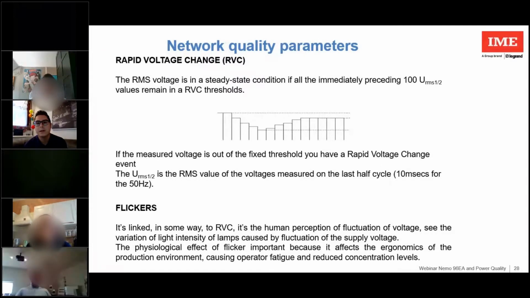Another phenomenon is the rapid voltage change. It is a type of voltage fluctuation defined as a quick transition in RMS voltage occurring between two steady states, during which the RMS voltage does not exceed the dips or swell threshold. The flickers are, on the other hand, somewhat connected to the rapid voltage changes, but it is a human perception of a voltage fluctuation, like, for example, a variation of the intensity of the light.